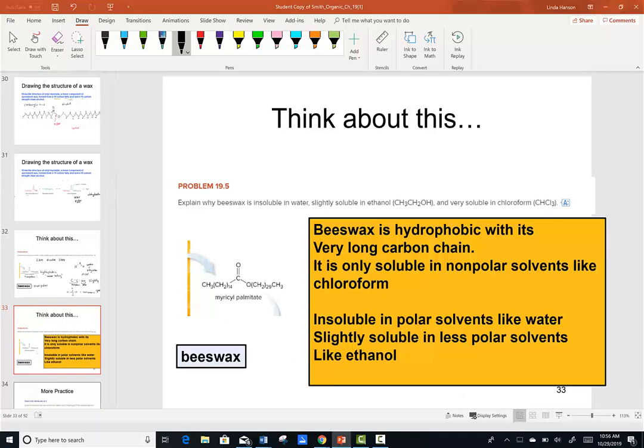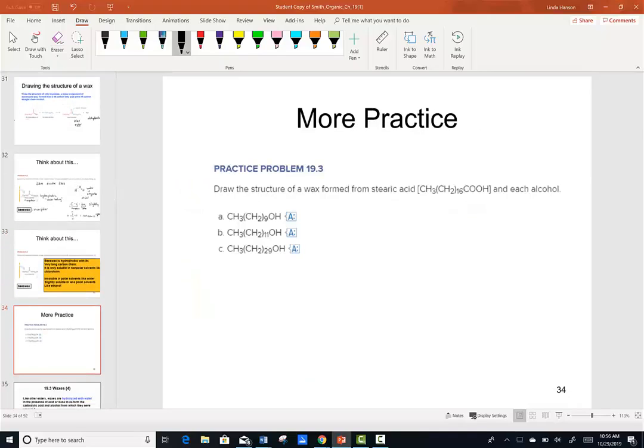So we've decided beeswax is hydrophobic, only soluble in other non-polar solvents like chloroform. We said it was insoluble in any polar solvent like water, and it would be slightly soluble in ethanol that had a carbon chain with non-polar qualities along with its polar character. And let's drive that home with another practice about solubility and thinking through wax formations.